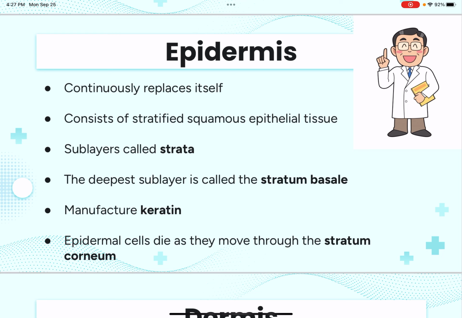It takes about 2 weeks for new epidermal cells to be pushed up from the stratum basale into the stratum corneum. The epidermis does not have blood vessels. The epidermis contains melanin, the pigment that gives color to the skin.